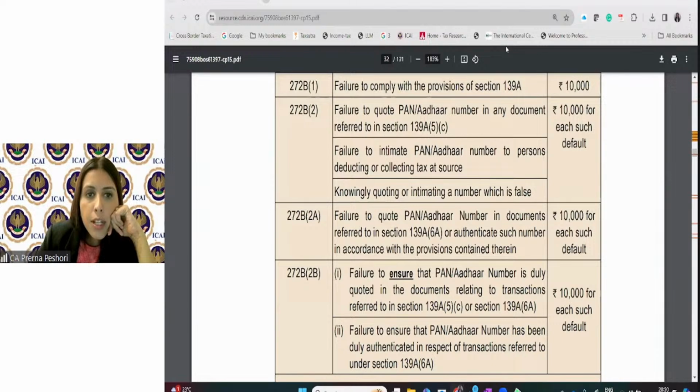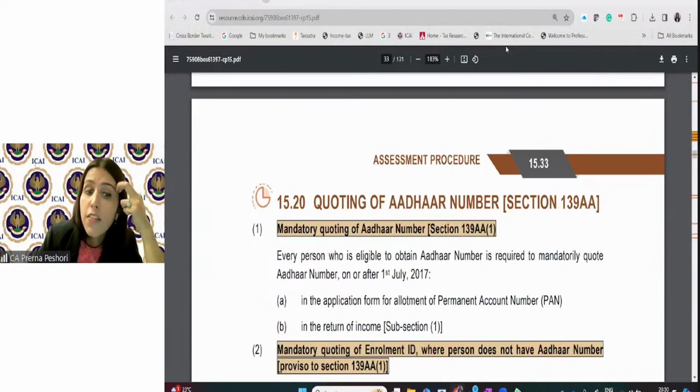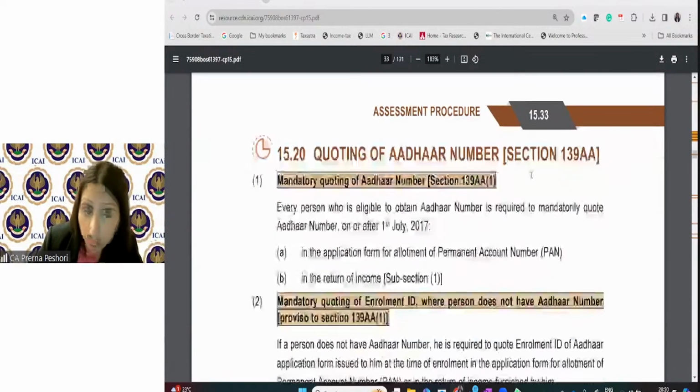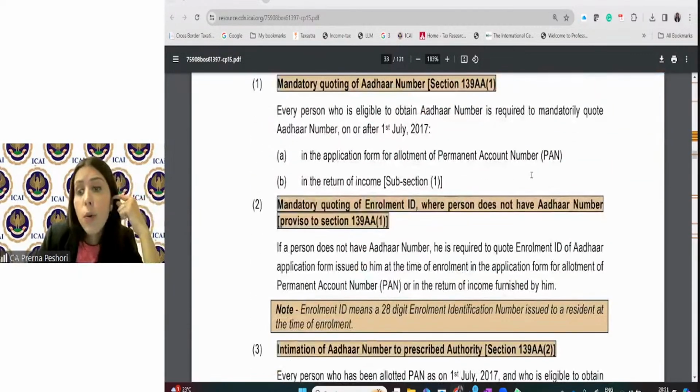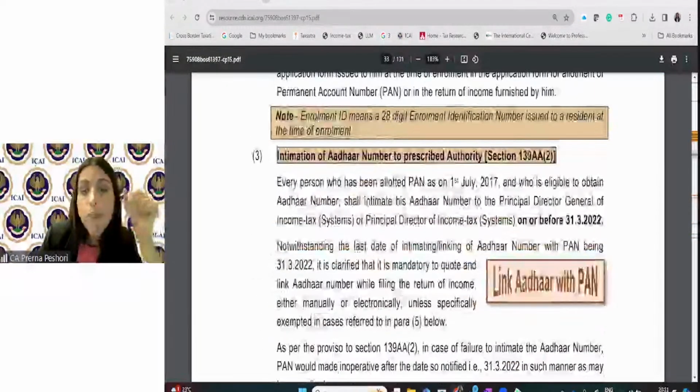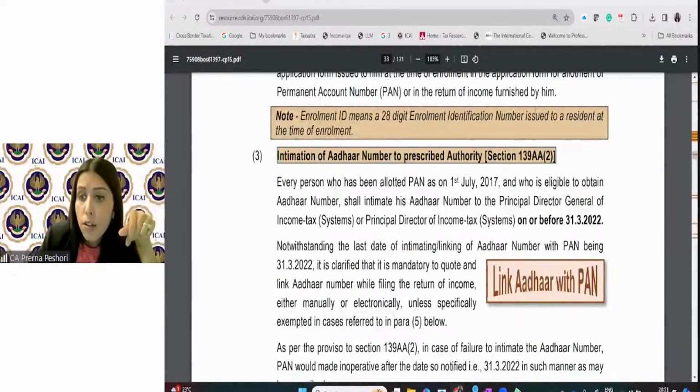Let's proceed further. Then we have quoting of Aadhar number. Every person who is eligible to obtain an Aadhar number is required to mandatorily quote the Aadhar number. Now you are also required to link your PAN with Aadhar. If you do not do that, then it will be considered that the PAN has become inoperative. The due date was 31st March 22. Now you can only link it after payment of rupees 1,000 as the fee. So there's a late fee which is applicable.